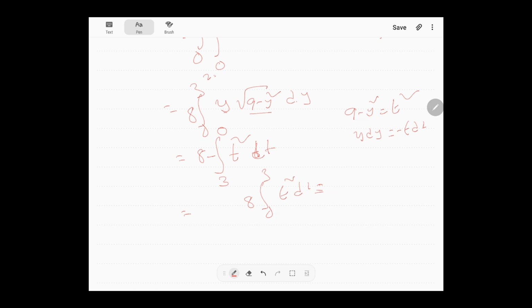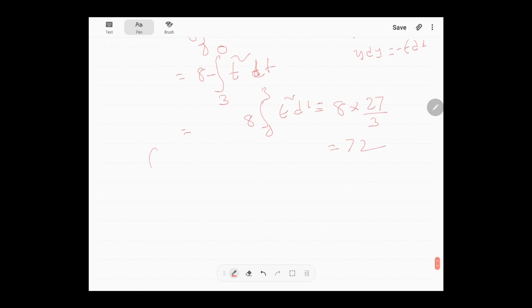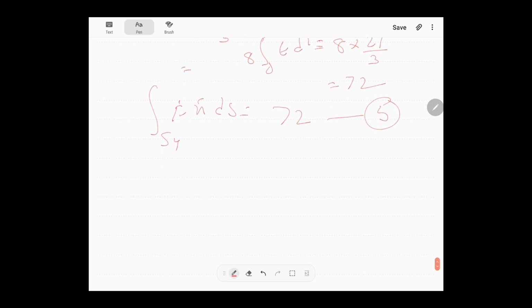So this is 8 times the integral of t square, which is t cube by 3, that is 3 cube is 27 by 3, that is 72. Therefore, the integral over S4 of f bar dot n bar ds, I got 72. This is 5. And now along S5.